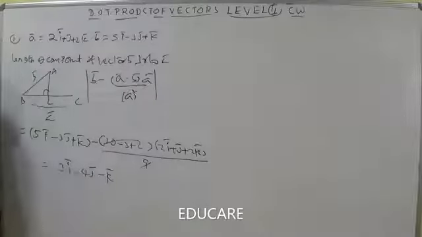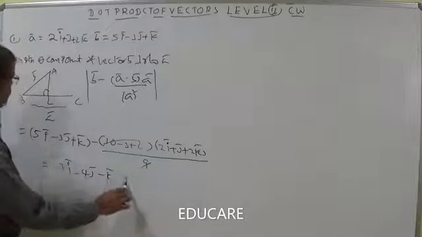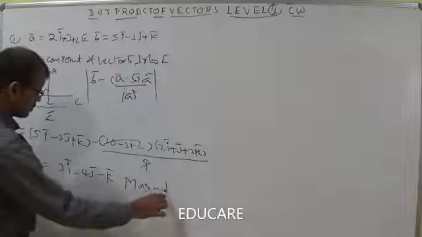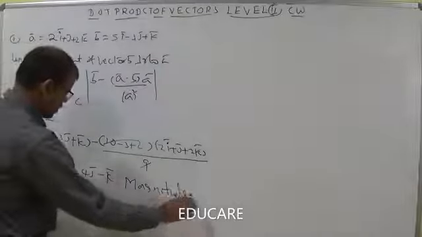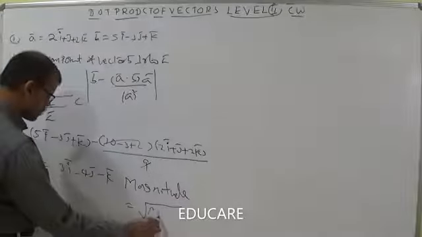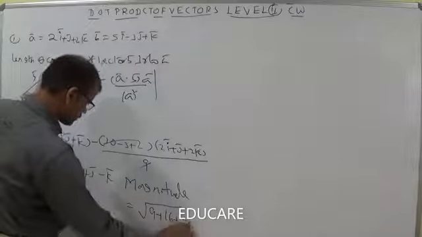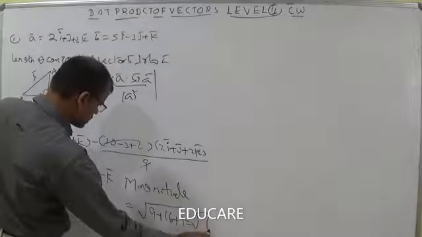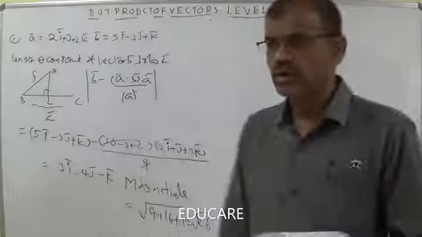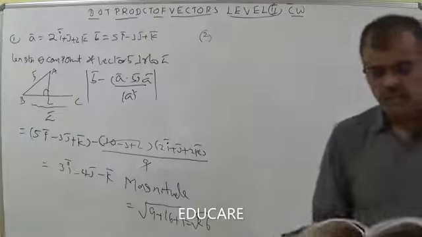To find the magnitude of the given vector, magnitude or modulus or length is equal to the root of component square plus component square plus component square. 9 plus 16 plus 1, which is root 26. So root 26 is the second option. Let us see the second question.